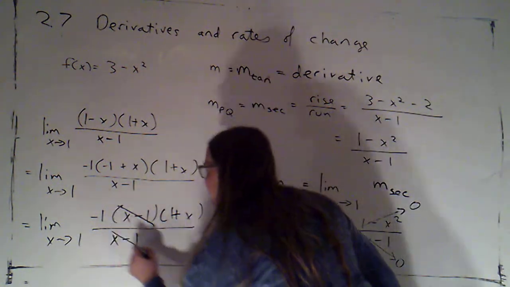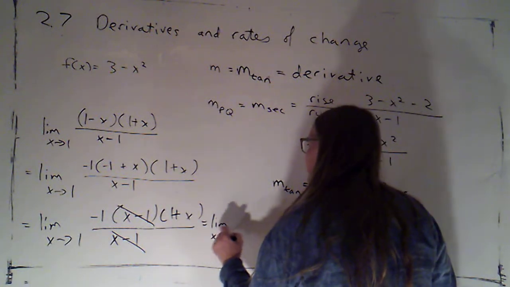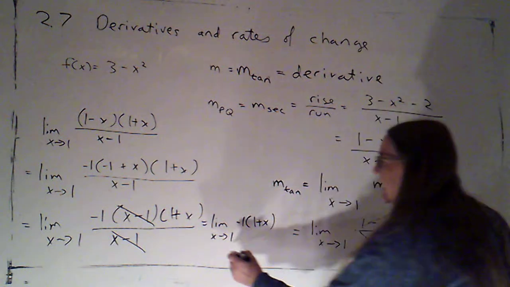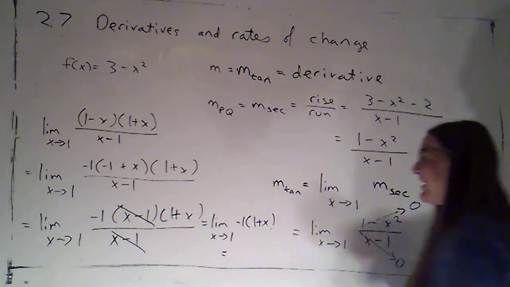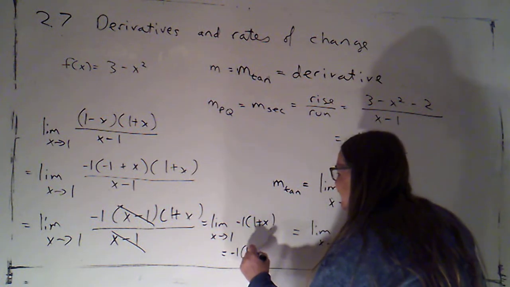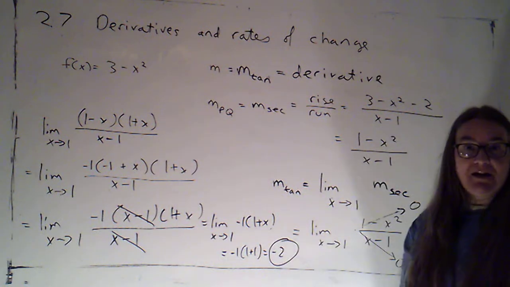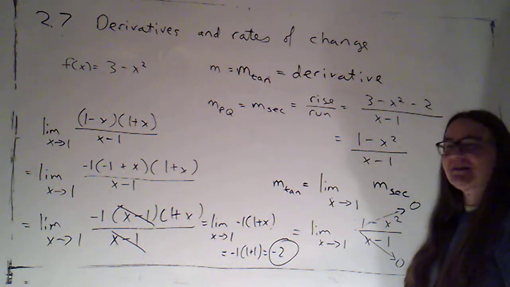I can cancel that. So now we've got the limit as x goes to 1 of negative 1 times 1 plus x. And now I can evaluate this limit by just plugging in 1 for x. So that's negative 1 times 1 plus 1, which is negative 2. So the slope of the tangent line at that point is just negative 2.